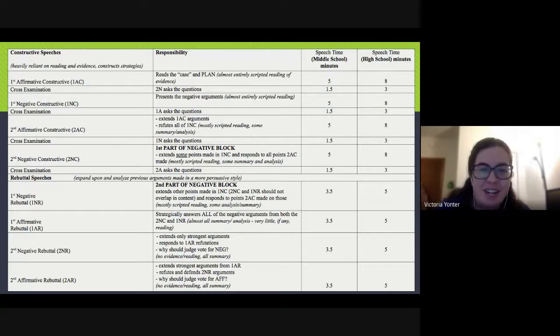And so now it's a 2AR, which is where you extend the strongest affirmative arguments. And you also defend whatever the 2NR said, why they should win. You say, nah, this is why we should win. And it really focuses on why you should vote affirmative.